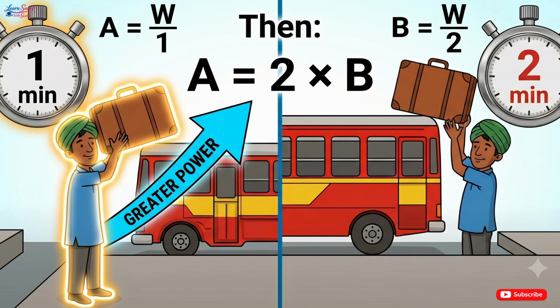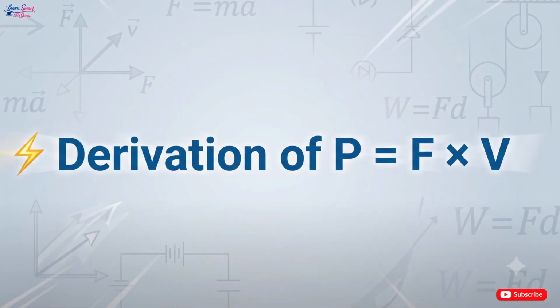Since power is work divided by time, power of A equals W upon 1 and power of B equals W upon 2. Therefore, power of A is twice the power of B. Hence, coolie A is twice as powerful as coolie B. This example clearly shows that power depends not only on the work done but also on how quickly the work is completed. Now let us derive another very important expression for power.